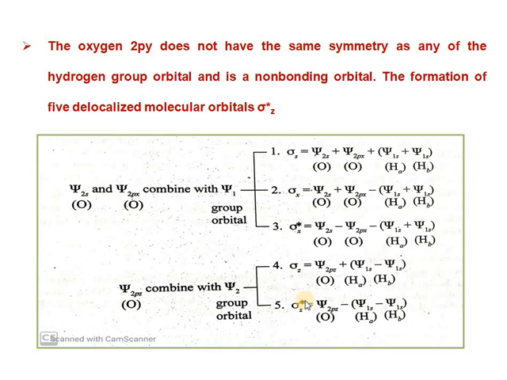Similarly, the antibonding molecular orbital is formed, sigma z star, which is equal to the psi2pz molecular orbital of the oxygen minus the psi1s of one hydrogen minus psi1s of the other hydrogen. So a total of 5 molecular orbitals can form by combining these molecular orbitals of oxygen with the psi1 and psi2 group orbitals.